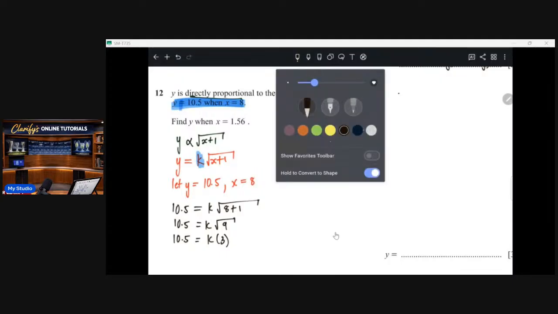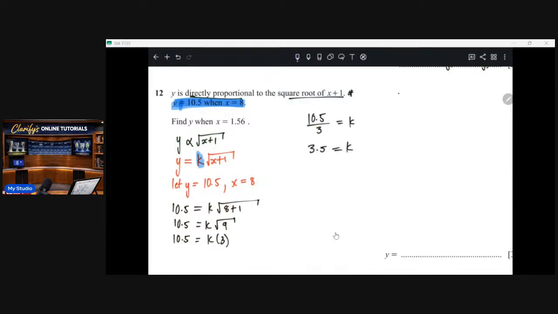So let's keep going. You now rewrite it. Once you have k, that means you should rewrite. You never stop because you now have k. That's wrong. So you can now write to say y is equal to 3.5 square root x plus 1. We will be so happy because you have removed k. We don't like k. You should remove him when you find him. So you're doing very well. Very well. So now, can you see?